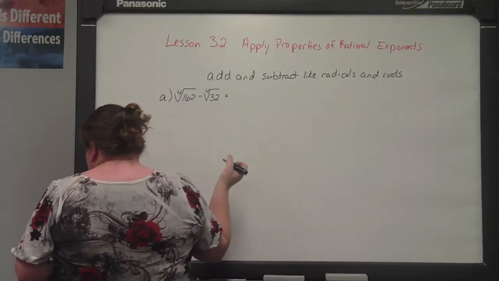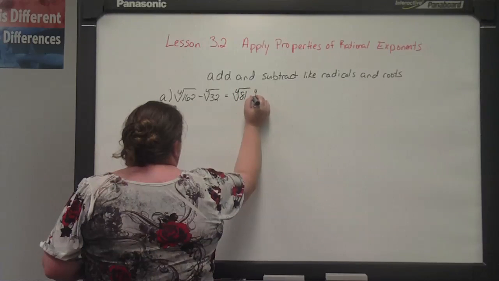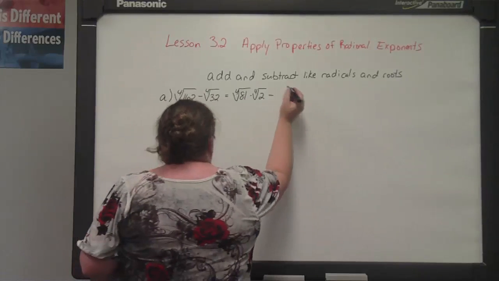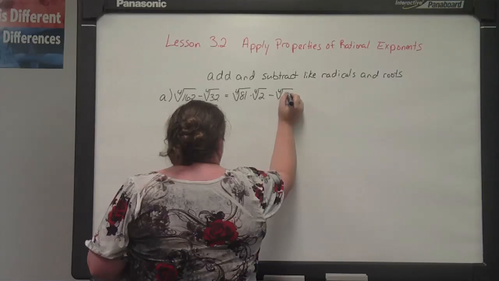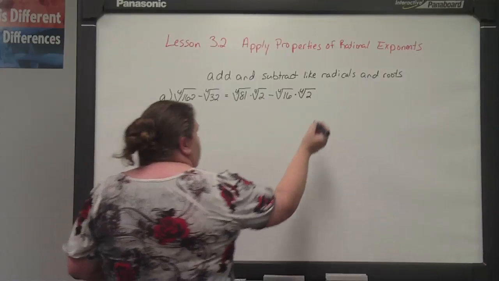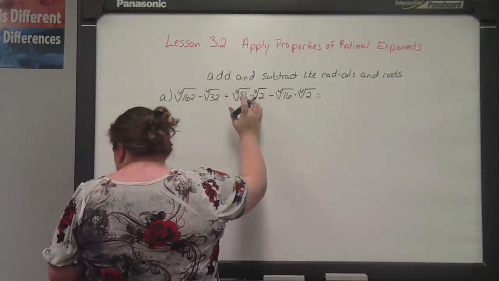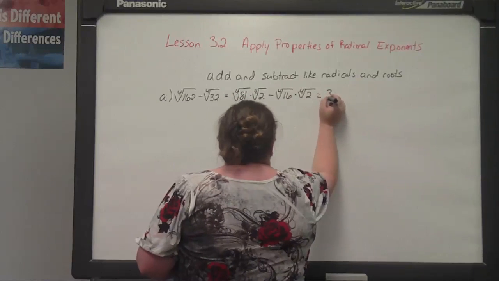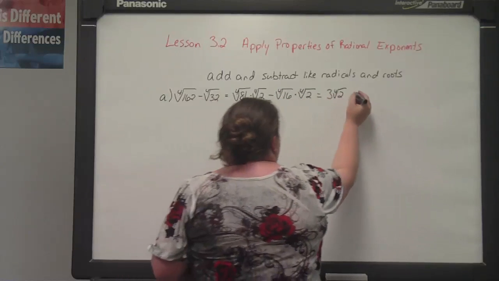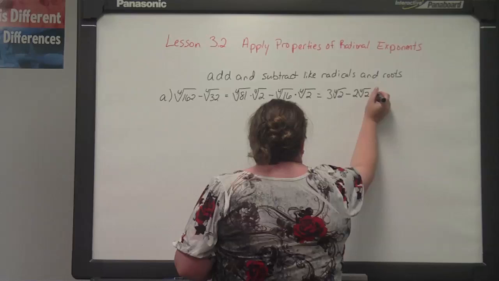So I can rewrite this as the fourth root of 81 times the fourth root of 2 minus the fourth root of 16 times the fourth root of 2. The fourth root of 81 gives us 3 times the fourth root of 2. And then the fourth root of 16 gives us 2 times the fourth root of 2.